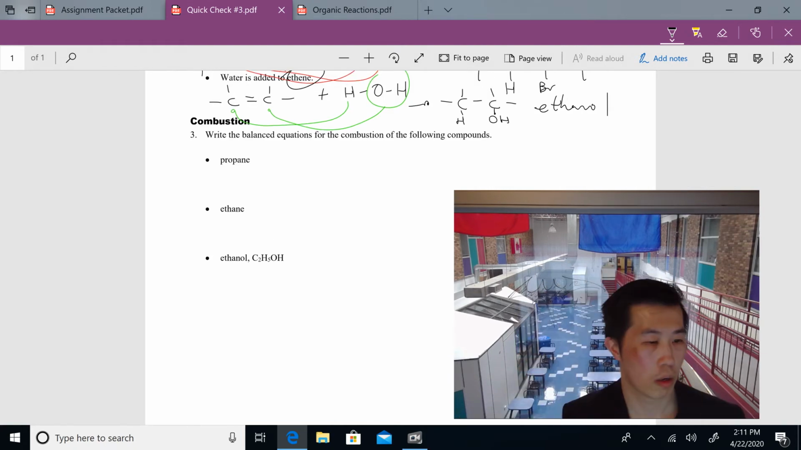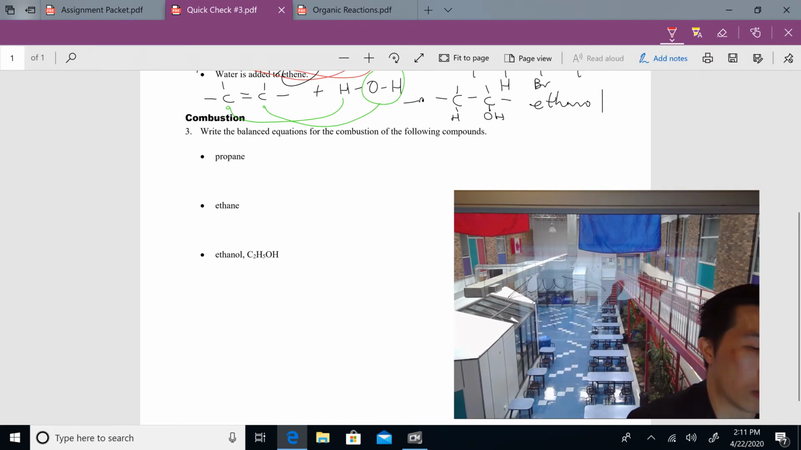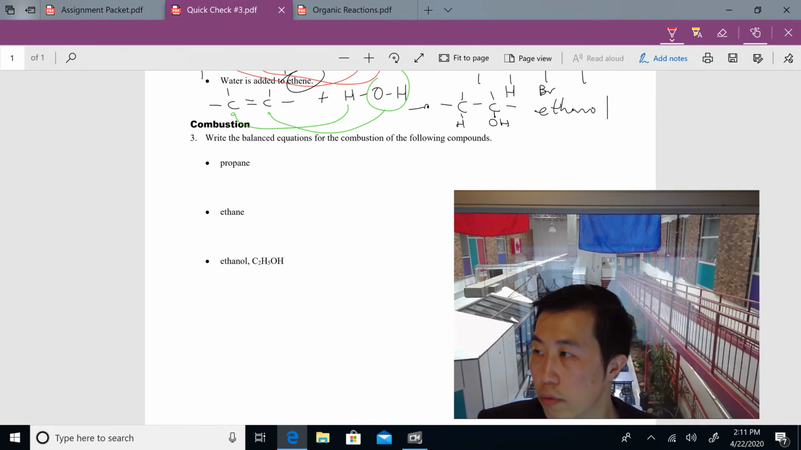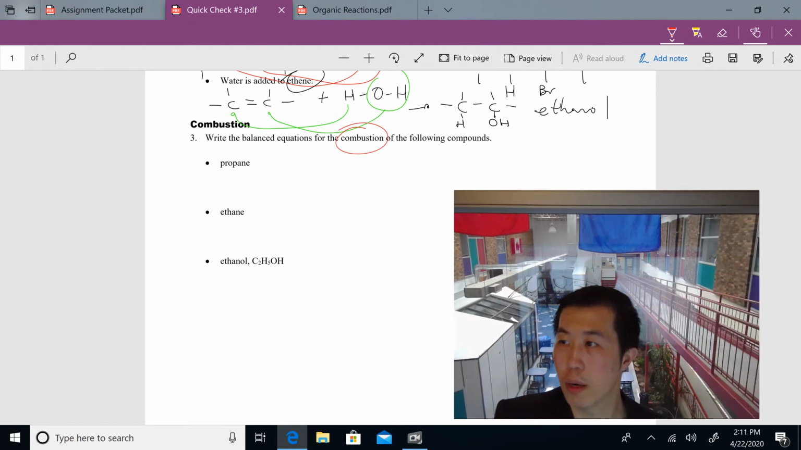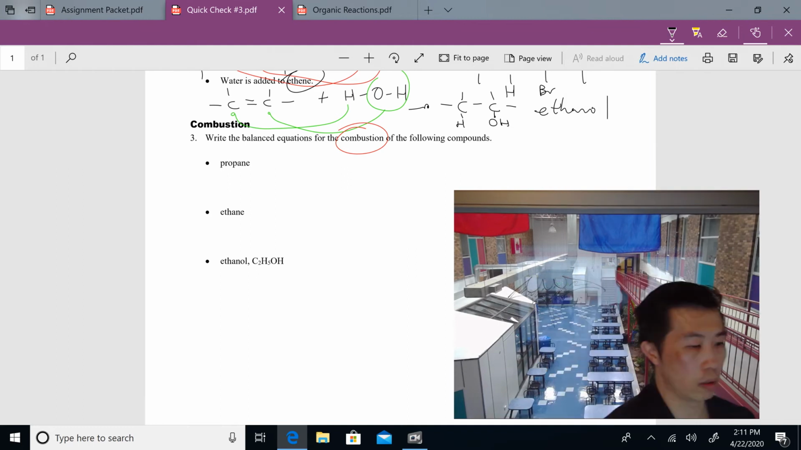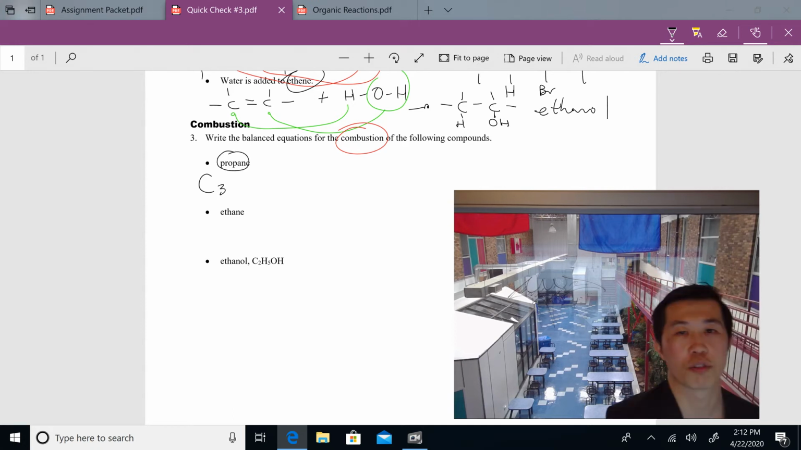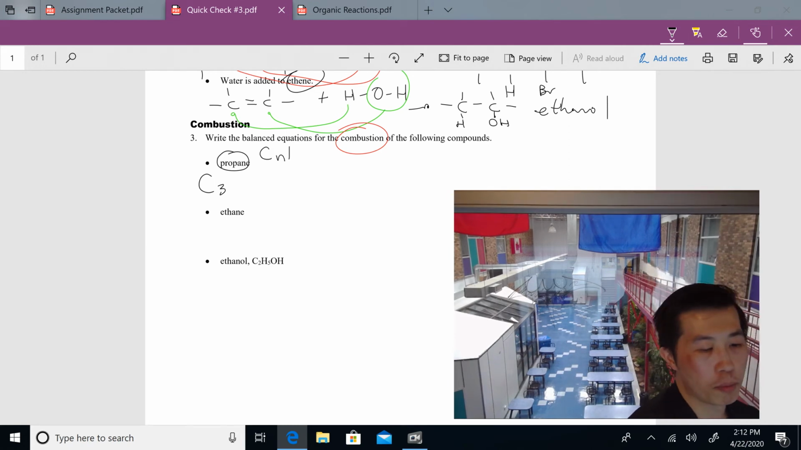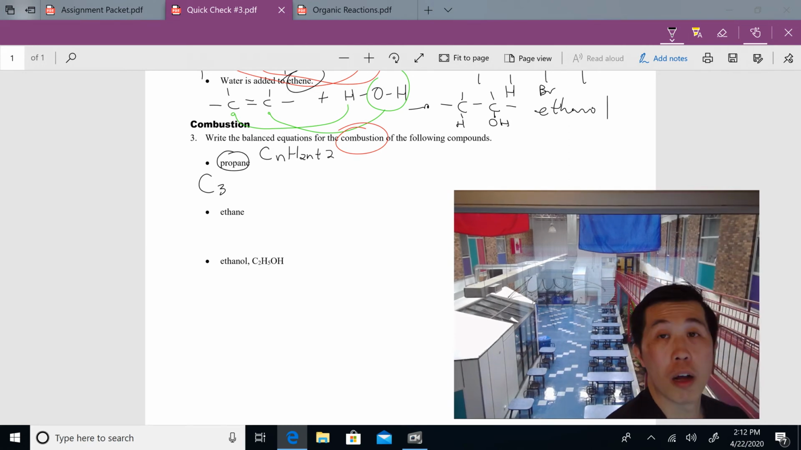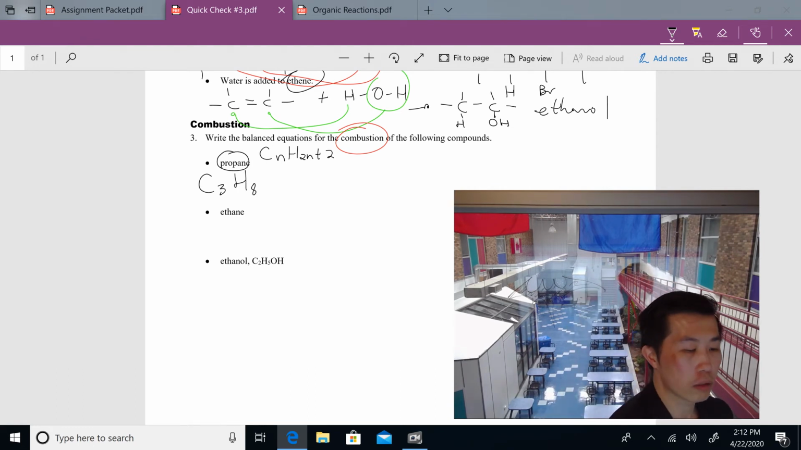Okay? Well, the last example here is that they are asking you to burn all of these, because they are just combustion reactions. Okay? So what we have is, not CH3, we have propane, so it's 3 carbons, and remember the formula is CnH2n+2 for an alkane, so it'll be C3H8.